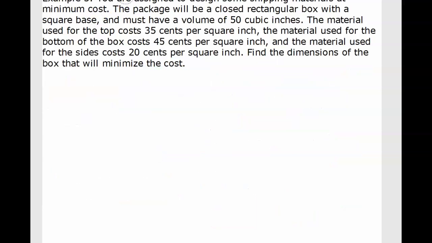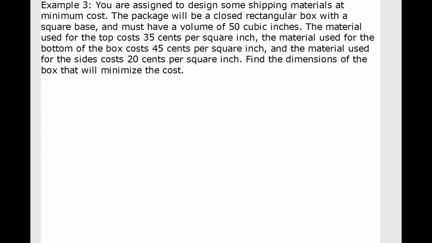Okay? You are assigned to design some shipping materials at a minimum cost, again, making sense, you want to minimize your cost. The package will be a closed rectangular box with a square base. So you have to have a square base. So that's X by X again.